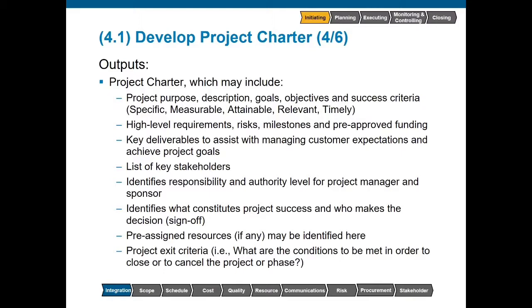We should identify what constitutes success and who will make that decision. If we do not define this here, we will have to define it later as part of the scope management plan. Pre-assigned resources, if any, may be identified here, and this is typically if the project is a result of a procurement activity and we'd submitted resumes as part of a request for proposal. The project exit criteria: what conditions must be met in order to close or cancel the project or phase?